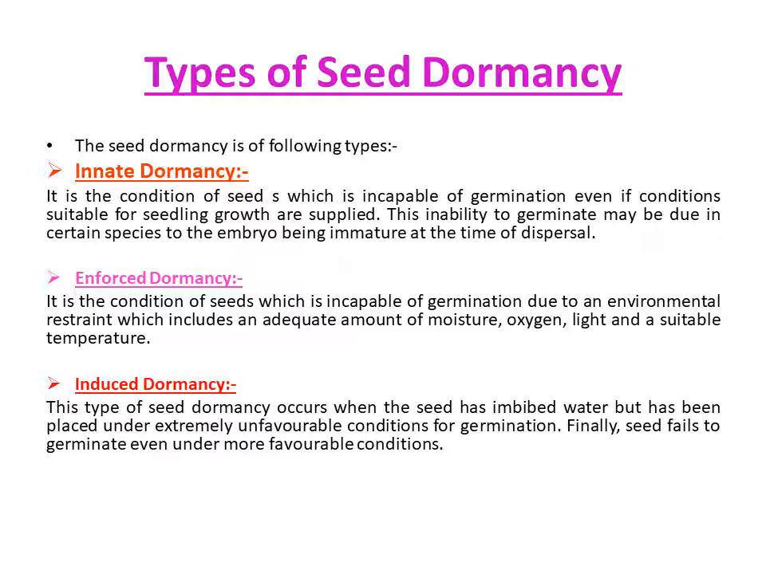Enforced dormancy. It is the condition of seeds being incapable of germination due to an environmental restraint, which includes an inadequate amount of moisture, oxygen, light and suitable temperature. Induced dormancy. In this type of seed dormancy, the seed has imbibed water but has been placed under extremely unfavorable conditions for germination. Finally, the seeds fail to germinate even under more favorable conditions.